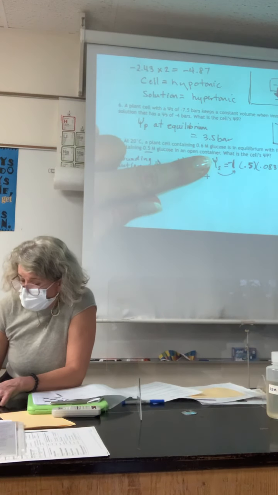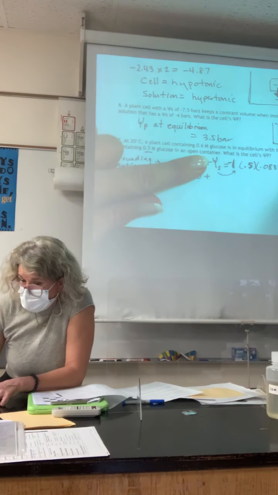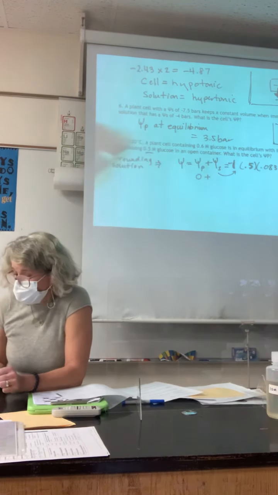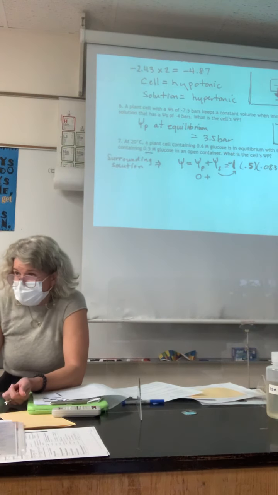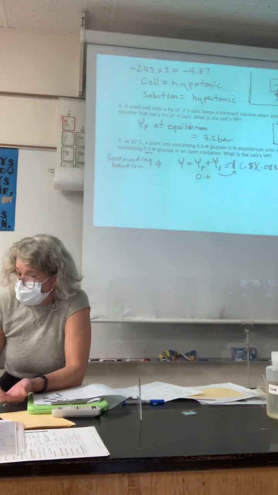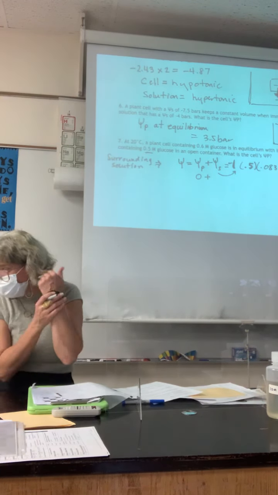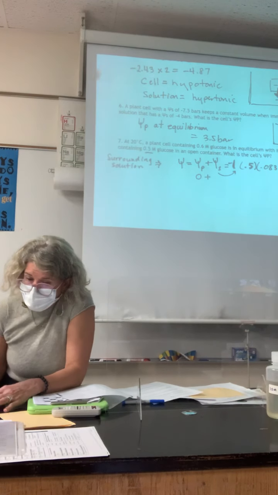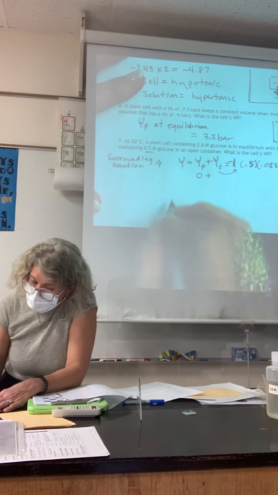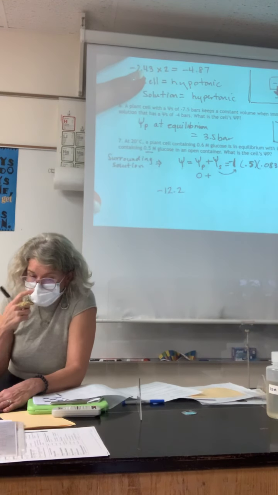Braden, can you tell me what you got for the solute potential? Negative 12.2. Yeah, I think I just rounded that, so I wrote negative 12.2 bars. Now you're going to take this negative 12.2 bars and use that as the water potential of your cell, because they tell you in the story problem the cell's at equilibrium, right? So now you have your water potential for your cell, so you have this part of your equation for your water potential, okay?